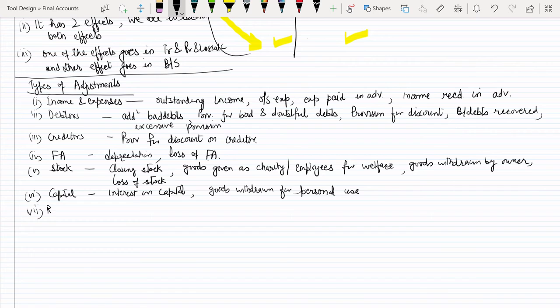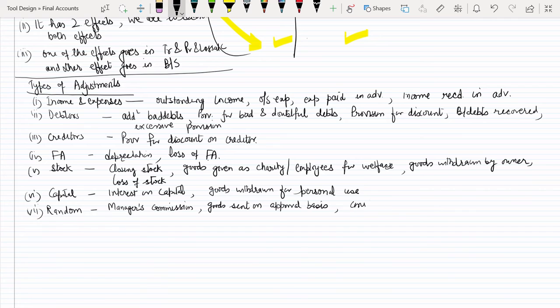Finally, we have some random adjustments, which we could not classify, like manager's commission. These are also called typical adjustments because they are a bit difficult, so not all questions will have these adjustments. Then you have goods sent on approval basis. You might have sent some goods on approval basis. So how to record for the same?